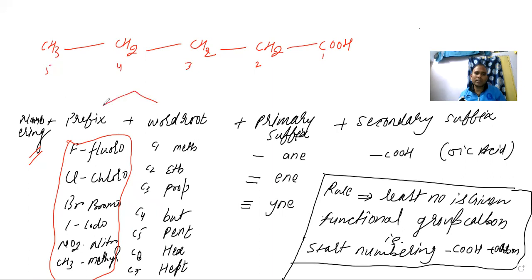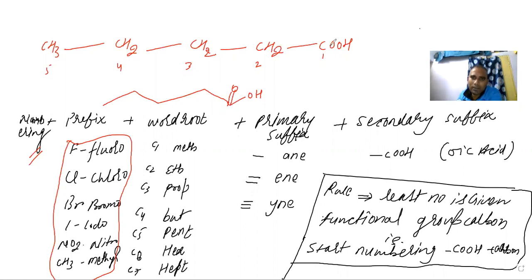How can you mention this compound? Here is 1, 2, 3, 4, 5. So here we have to mention a double bond O, and downside that is OH.